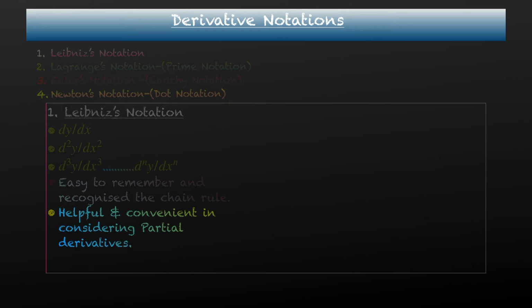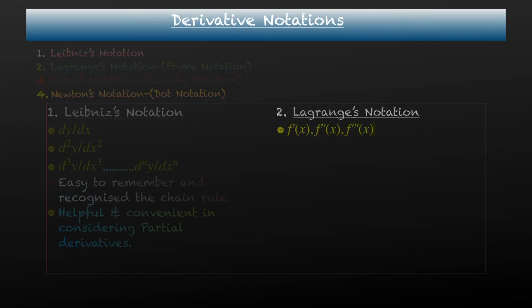Now let's move toward Lagrange's notation. In Lagrange's notation, the first derivative of the function is denoted by f prime of x. The second derivative of the function is denoted by f double prime of x. And the third derivative of the function is denoted by f triple prime of x. Lagrange's notation is also known as prime notation because of the prime mark on the function.